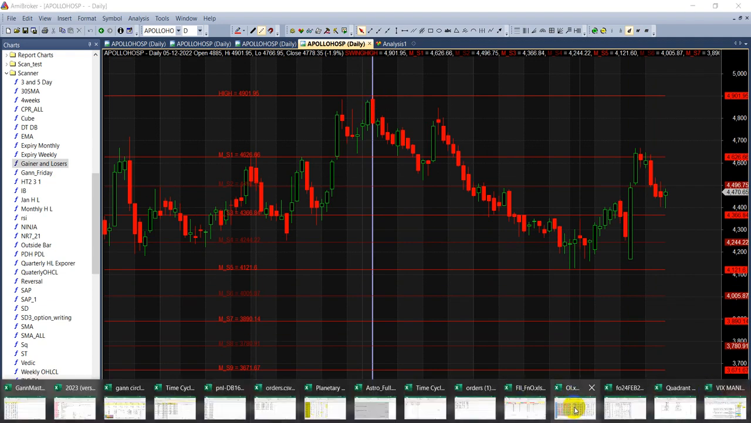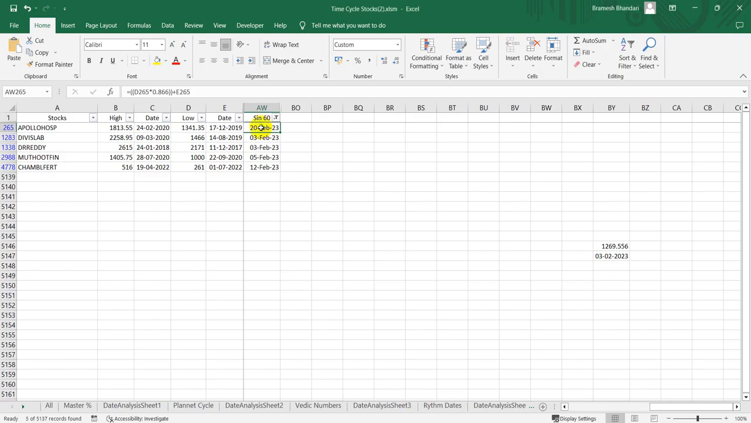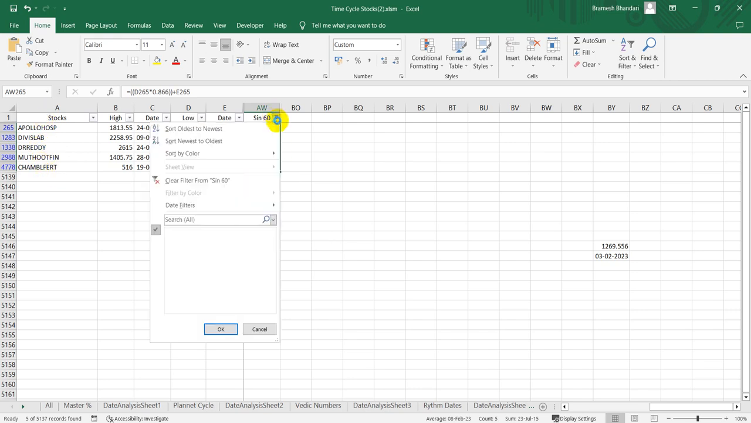Similarly, you can pause the video and look for these. Muthoot Finance, Dr. Reddy's, Chambal Fertilizers. These were the stocks in February. Let me quickly show you for January also.